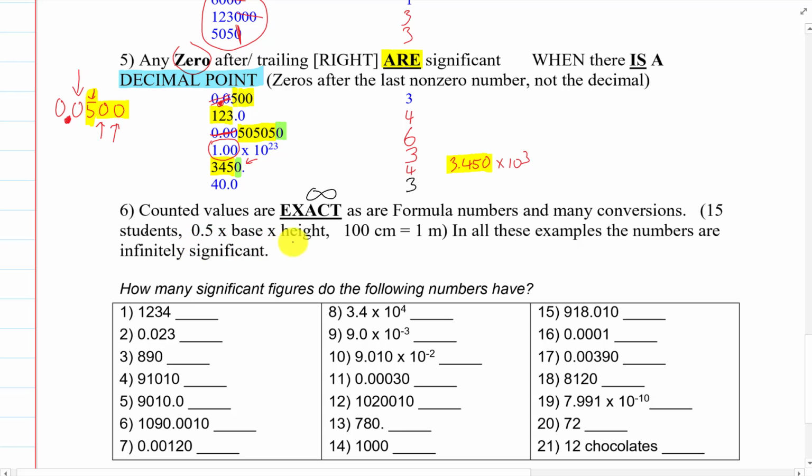1/2 base times height. That 1/2, is that 1 sig fig? No. That's a formula. That's exact. Okay? 100 centimeters is 1 meter. How many sig figs is this? Both of those numbers are exact because that's a conversion factor. Okay? So when you want exact, write down exact. Don't write down infinite. Okay?